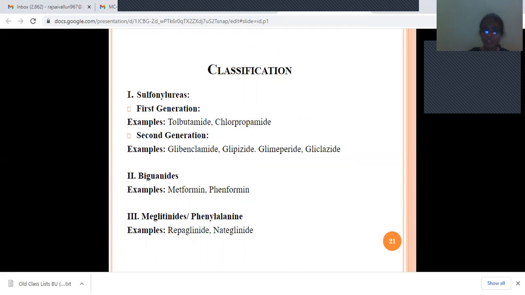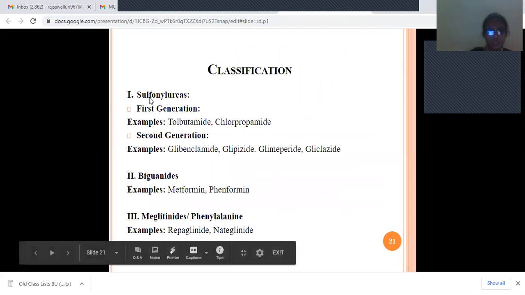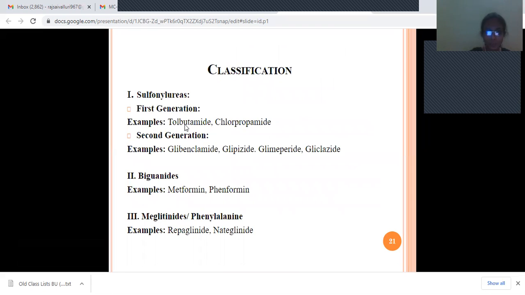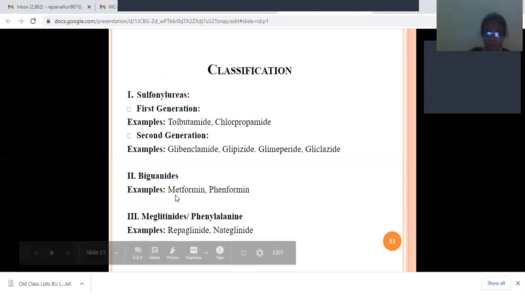Let's see the classification, that is, what drugs are used as oral hypoglycemic agents. Here the first one is sulfonylurea. First generation examples: tolbutamide, chlorpropamide. Second generation: glibenclamide, glipizide, glimepiride, and gliclazide. These are the drugs which come under the sulfonylureas. Next, biguanides. Examples: metformin and phenformin. And the third one is meglitinides.